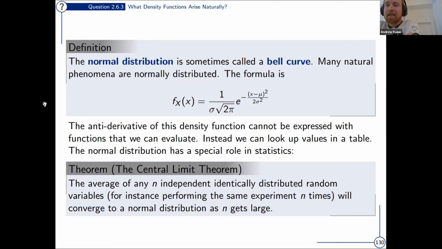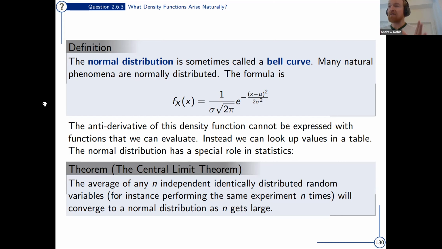And it says that if we choose n independent, identically distributed random variables, so think about this as coin flips, and you have n of them, and they're all identical coins, or something more complicated than that. The average, for example, performing the same experiment n times is like flipping n coins all at the same time. The average of any random variables, their outcomes, will converge to a normal distribution as n gets large.